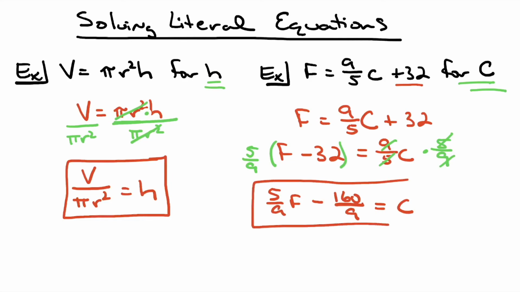So, two pretty straightforward literal equations here. You solve a literal equation just like you do any other type of equation: you isolate whatever variable you're solving for. In the first one, we were solving for h, so we isolated h by itself on one side of the equation. And in the second example, we were solving for c, so we isolated c on one side of the equation.